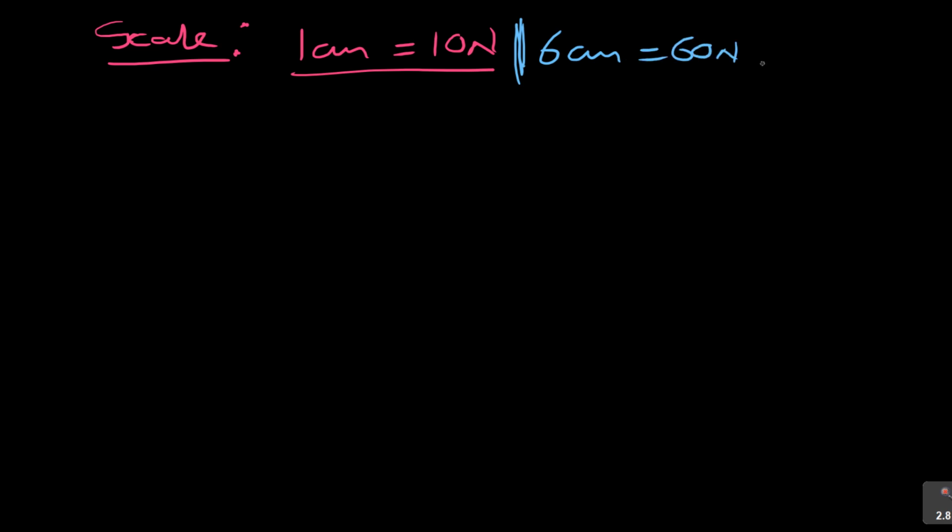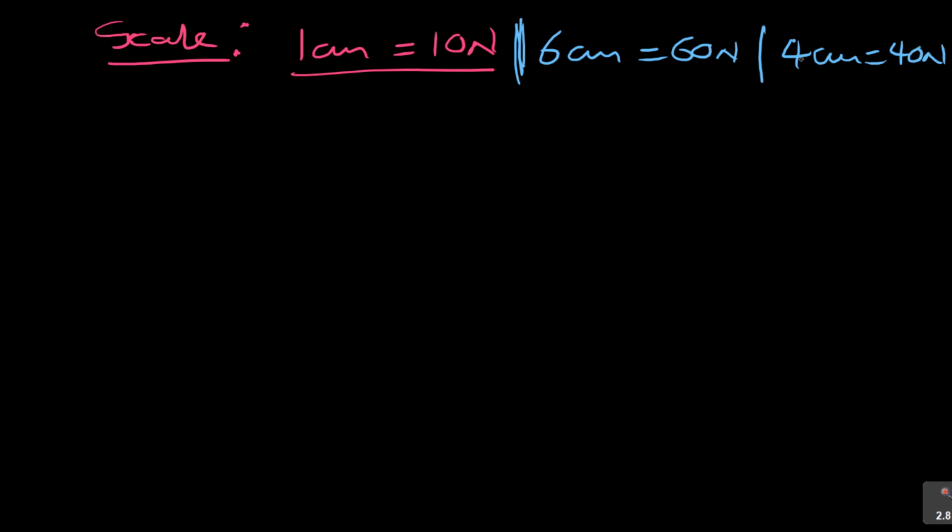For example, you can say 1 centimeter is equal to what? 1 centimeter is equal to 10 newtons. So they gave us 2 now. They gave us 60 newtons, right? And then what do you think will be 60 newtons? It means 6 centimeters here. If we look at our scale now, 6 centimeters is equal to 60 newtons. And what else? We also have 4 centimeters is equal to 40 newtons, because it was 40 newtons.